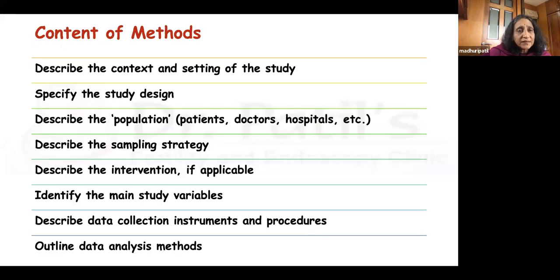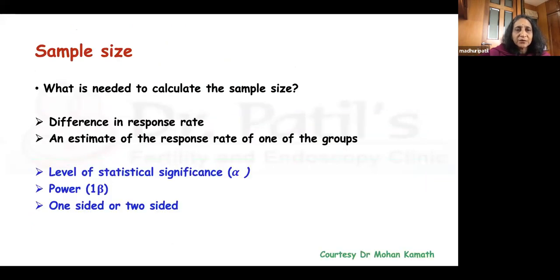And what are the contents that need to be there? You have to describe the context as well as the setting of the study, specify the study design, describe the population, that is the patient, doctors, hospital, etc. Describe the sampling strategy, describe the intervention if applicable, identify the main study variables, describe the data collection instruments and procedures, and outline the data analysis methods, and also give the statistical analysis you're going to do.